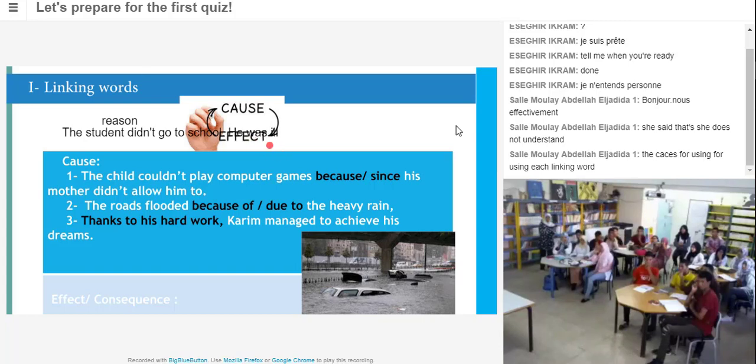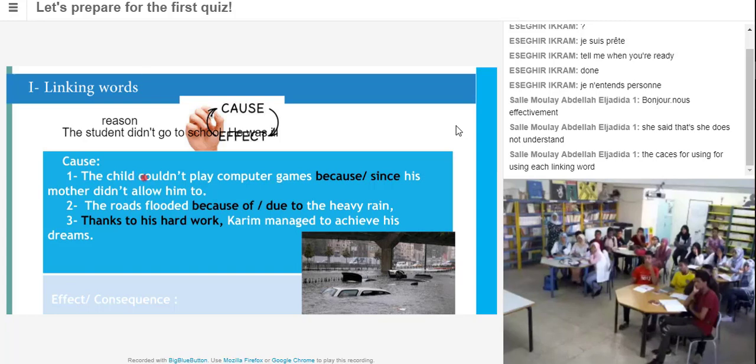Now, his mother didn't allow him to. Are you speaking about this sentence here? Okay. I'll try to explain it, though I thought you asked about because of. So I'll re-explain the first sentence and then we go to the example with because of. I said here the child couldn't play computer games because his mother didn't allow him to. Didn't allow him to play. It means didn't accept, didn't give him the permission to play.